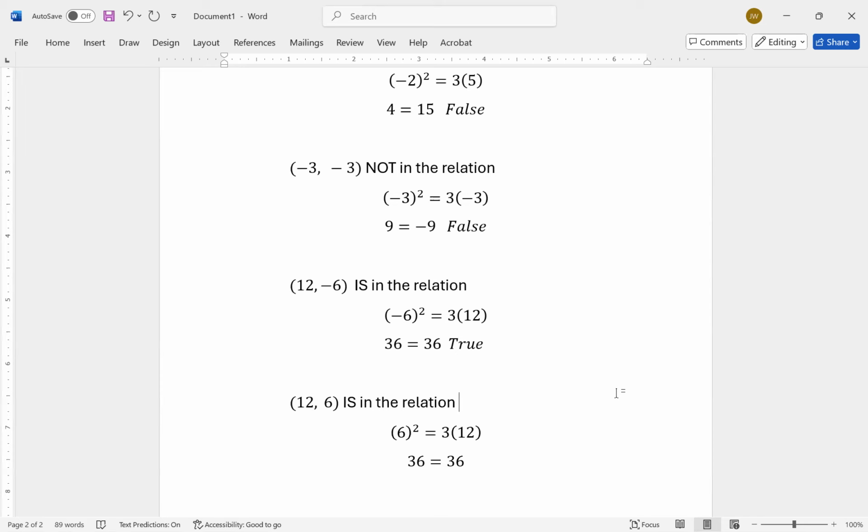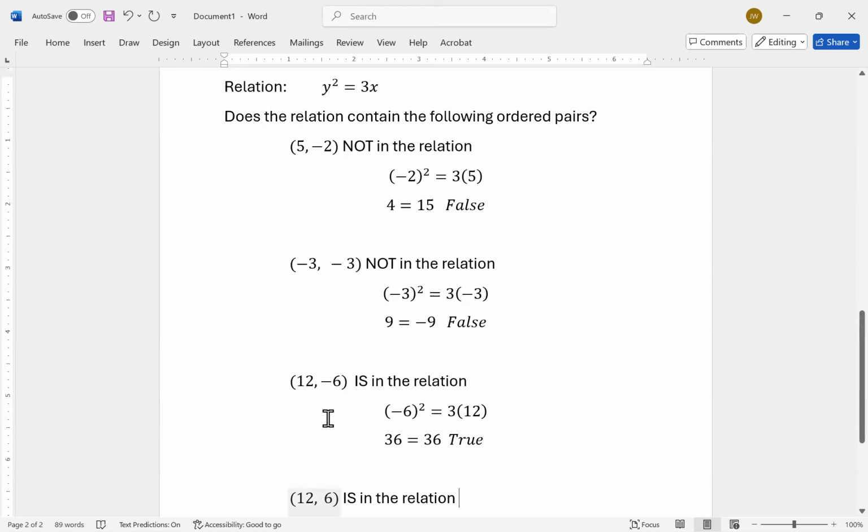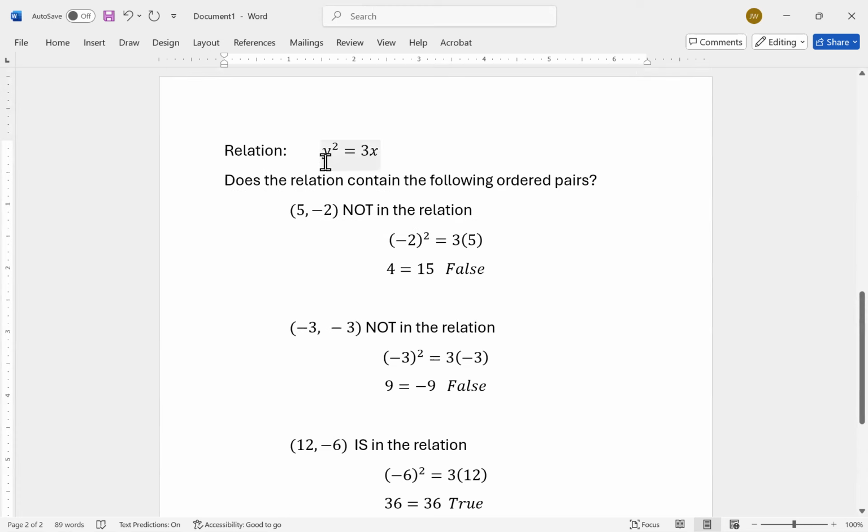By the way, notice what this means. This relation could not be a function, because 12 gets sent to -6, but also the input of 12 gets sent to +6. So 12 got sent to two different spots. So this relation, y squared equals 3x, does not represent a function whose inputs are x and whose outputs are y.